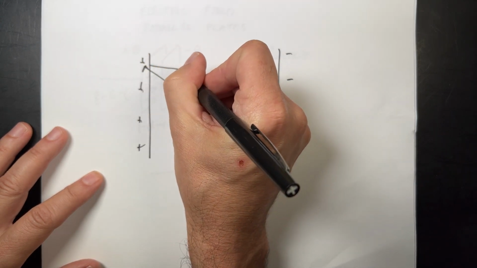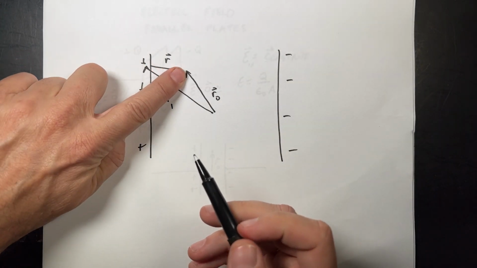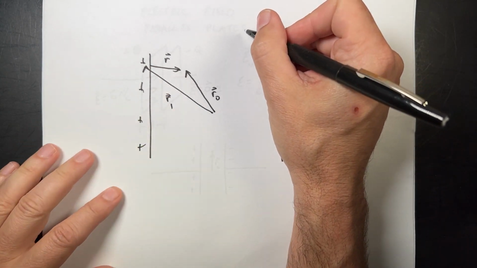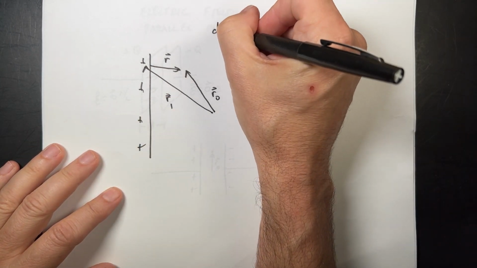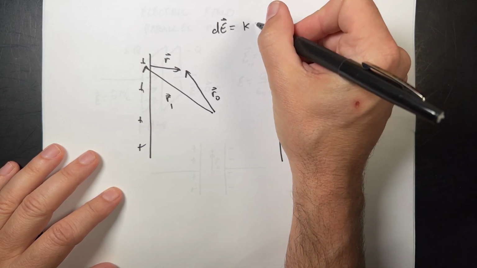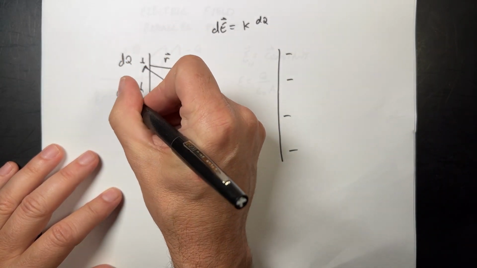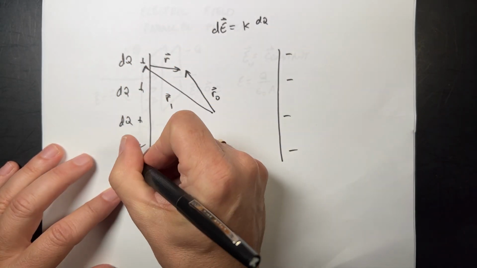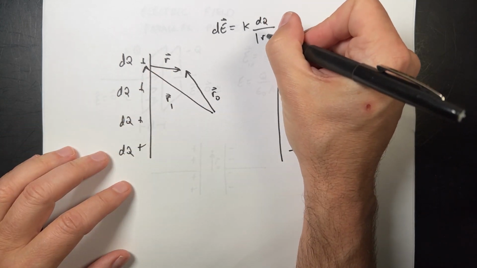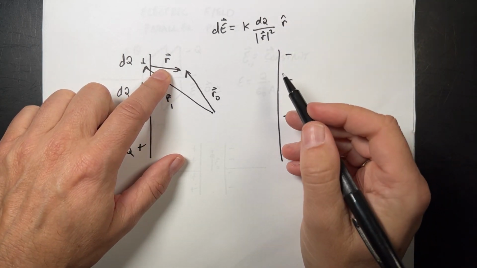And this will be R. That's the vector from the point to the observation location. If that's the case, then I can calculate that one particular electric field. I'm going to call it dE, because it's just part of the total electric field. K times dQ, because that's just dQ, dQ, dQ, dQ, divided by the magnitude of this vector, magnitude R squared, times R hat, which is a unit vector in the direction of that.